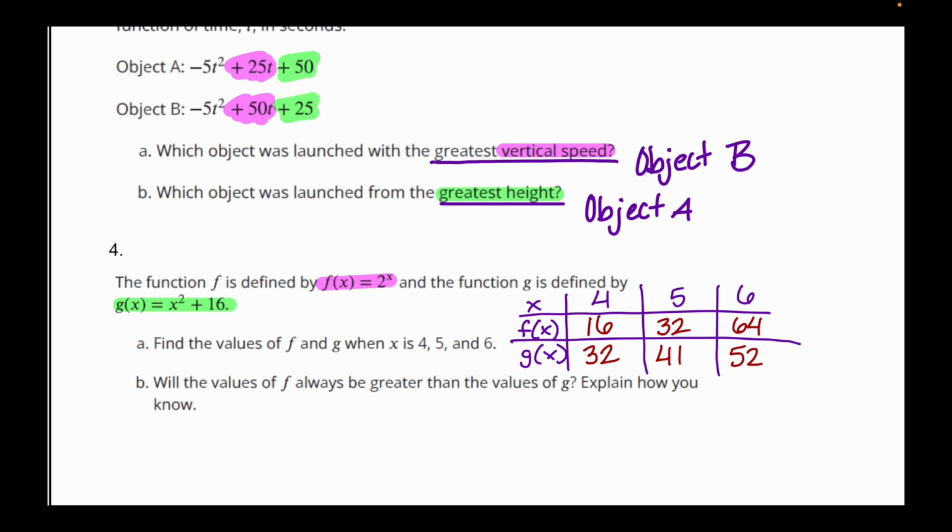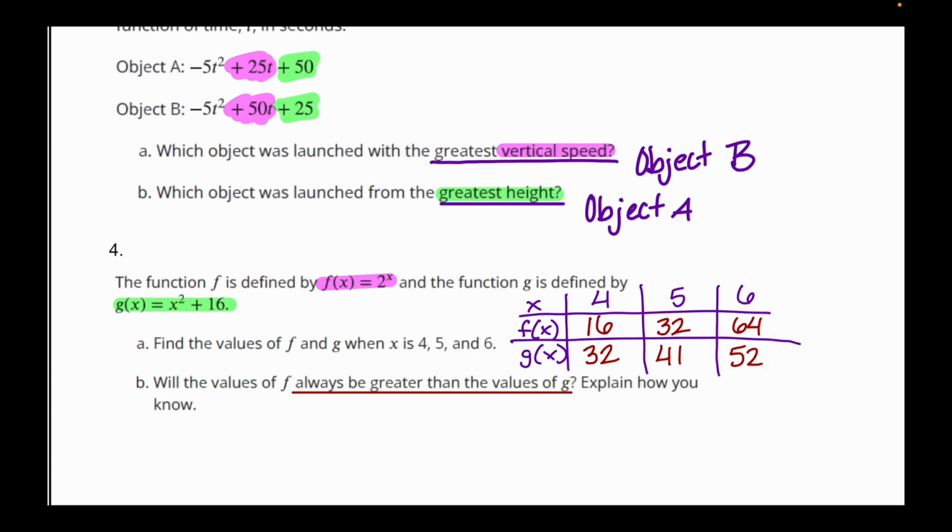So now part B of this says, will the values of f of x always be greater than the values of g? So they want to know, will these numbers always be bigger than the values of g? They're not starting out bigger. In these two cases, they are actually smaller. But once they pass it up, then yes.